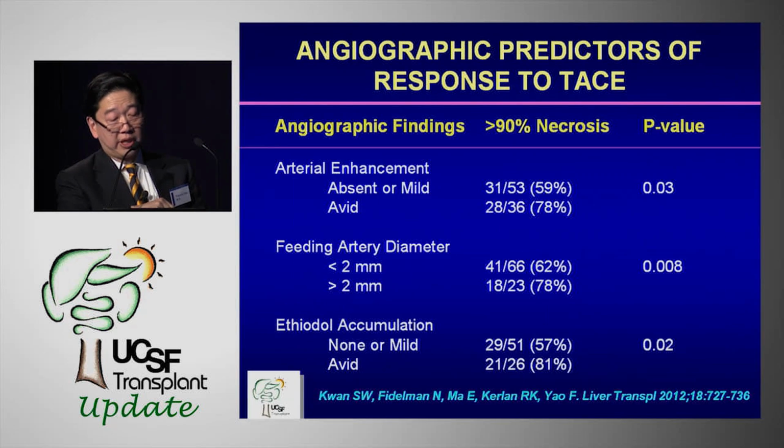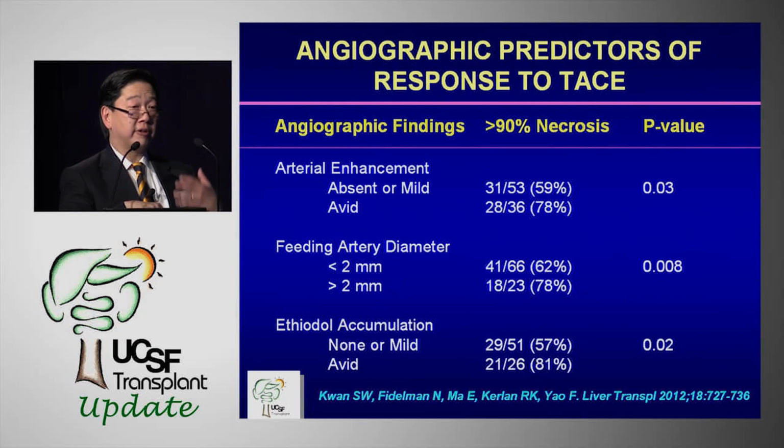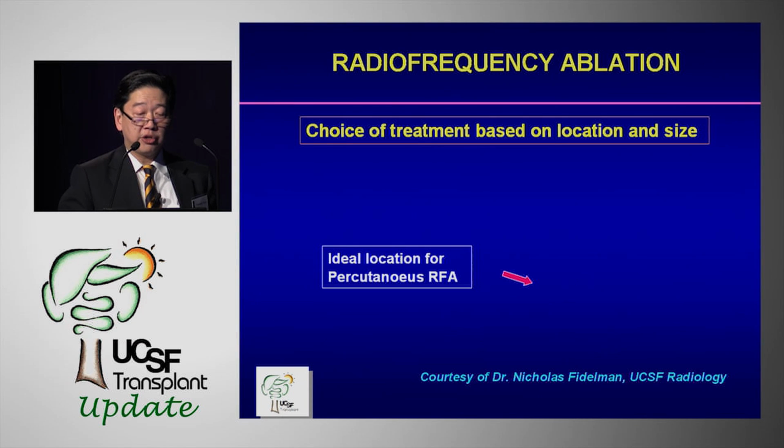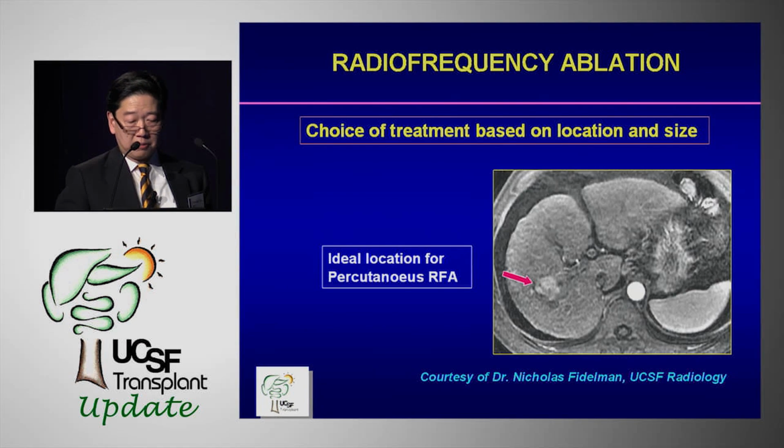So in fact, we were able to establish that these are angiographic features that are associated with response, measured in terms of achieving over 90% tumor necrosis in the explant. And these factors include avid arterial enhancement on angiogram, a larger feeding artery of at least 2 millimeters, and avid ethiodol accumulation. Now, when you see a patient in whom chemoembolization probably would not work very well because of these angiographic features, then you go to the next step, to other options.